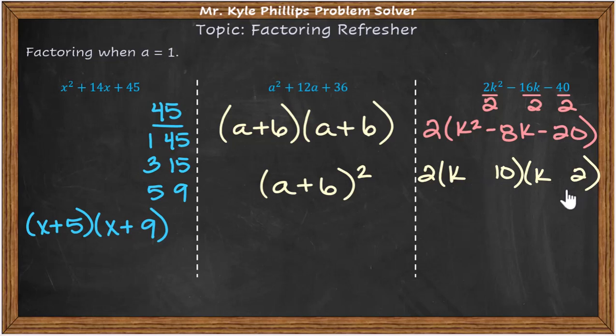Okay, so which one? Well, let's look at this middle term. When I combine these two numbers, I should get negative 8. So how am I going to add these numbers and get negative 8? I'm going to make the 10 negative and the 2 positive. Negative 10 plus 2 is negative 8. Negative 10 times 2 is negative 20. Oh, it works. And that's it. That's all you're going to do.